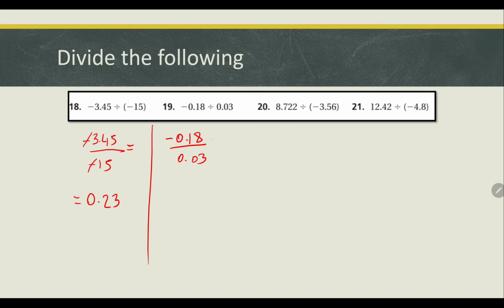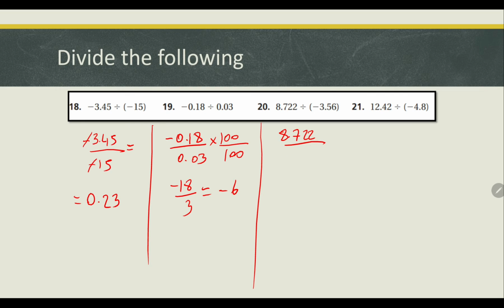There are two decimal places, so we multiply with 100 over 100, and then we get negative 18 over 3, which is equal to negative 6. So our answer is negative 6. Let's go to question 20.